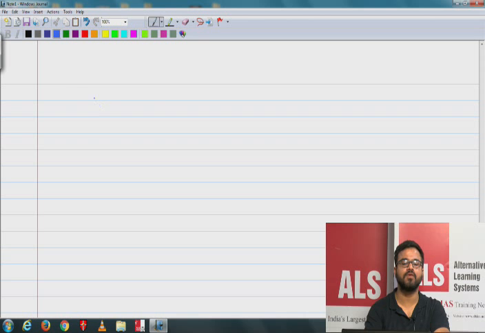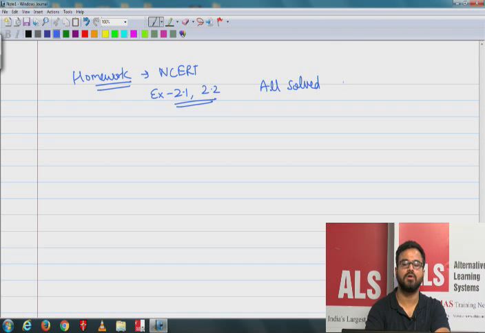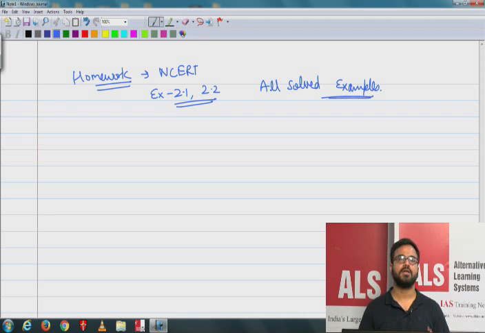And note down the homework also. The homework for today from the NCERT: exercise 2.1 and exercise 2.2 you have to do, and all solved examples, because our next class is on Saturday. So before Saturday, these two things should be completed: exercise 2.1, 2.2 and all the solved examples before 2.2.